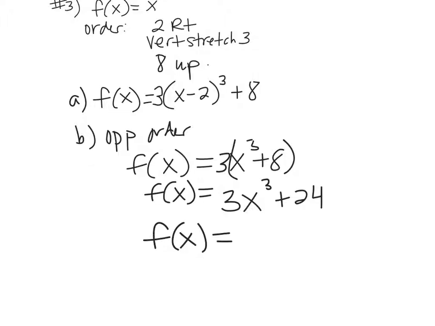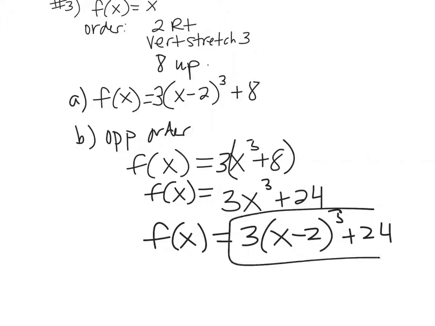So the right affects the x. So I'd go x minus 2 cubed plus 24. So it makes a difference in what order you do things. If I was going to graph this one right here, I wouldn't want to shift up and to the right and then distort it, because the 3 is only being distorted on just the cubic part, not the 8 part.